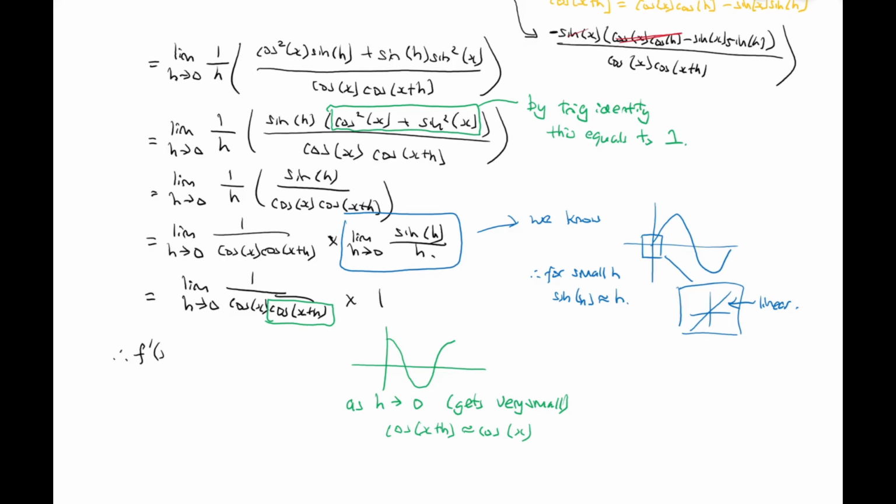Alright, so now we know that is cos x, so we get the derivative equals 1 over cos x times cos x. That will be 1 over cos squared x. And we can also rewrite this as the derivative of tan x equals sec squared x.